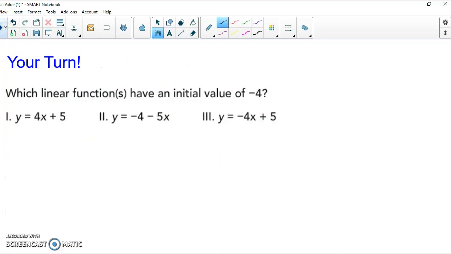So pause the video so that you have a chance to practice this, and then you can check your answers with mine. We're looking for which linear functions have an initial value of -4. So think of y equals mx plus b form, and we're looking for which equations have a b value, or an initial value, of -4. Pause and then check your answers.